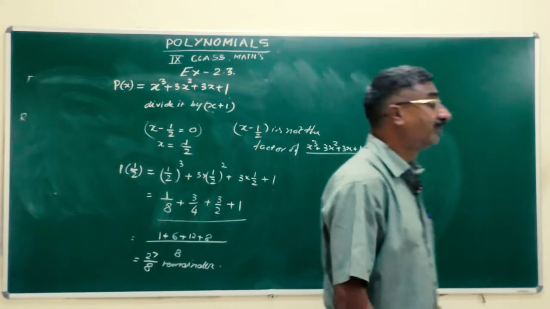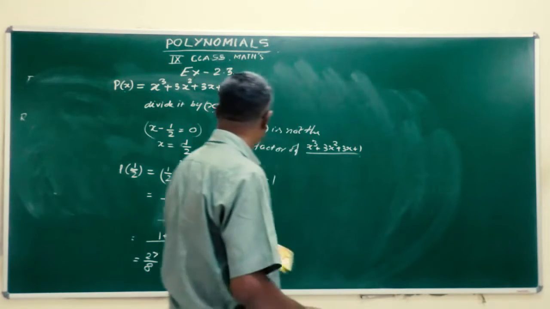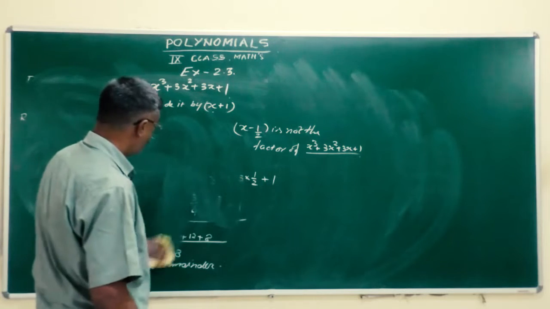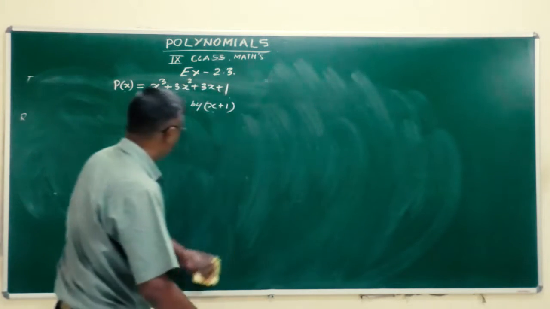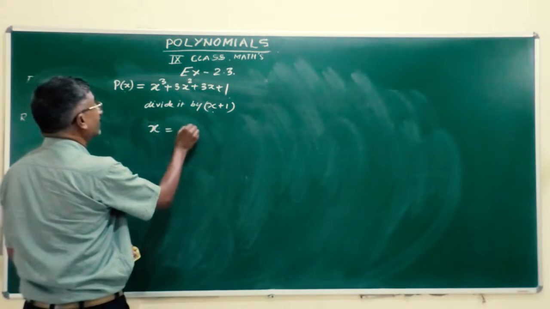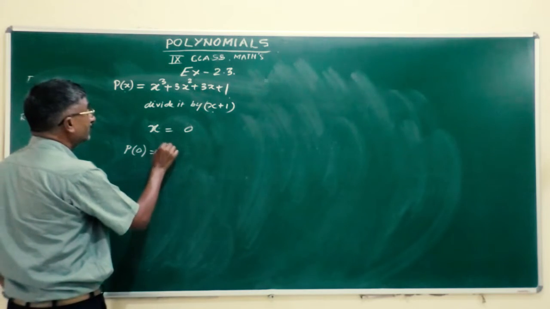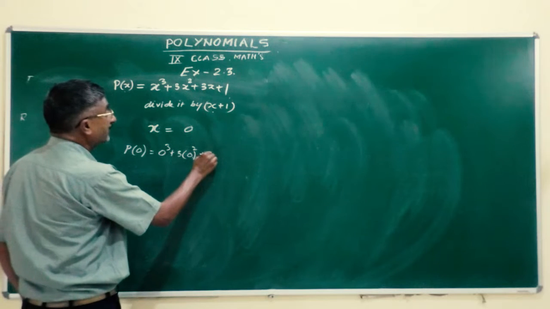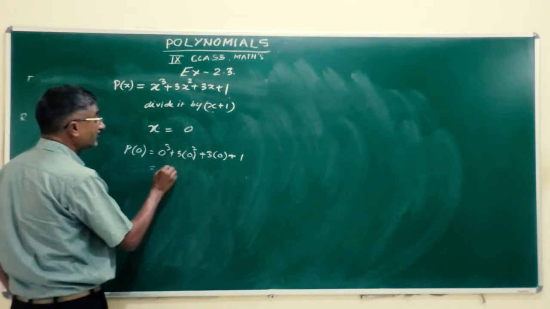So, the third one is x. We check whether it is a multiple of x. So, x is equal to 0. So, p of 0 is equal to 0 cube plus 3 into 0 square plus 3 into 0 plus 1. So, this is equal to 1.